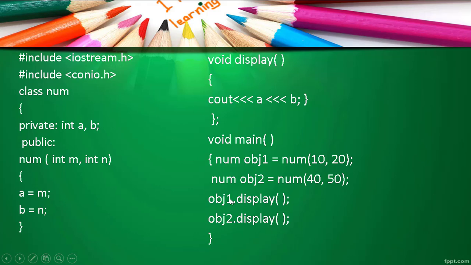So it is almost the same program that we studied in the implicit call. The only difference is that we are using an equal sign here and we are using the constructor name over here. But in the previous program, we were not using the equal sign or the constructor name.